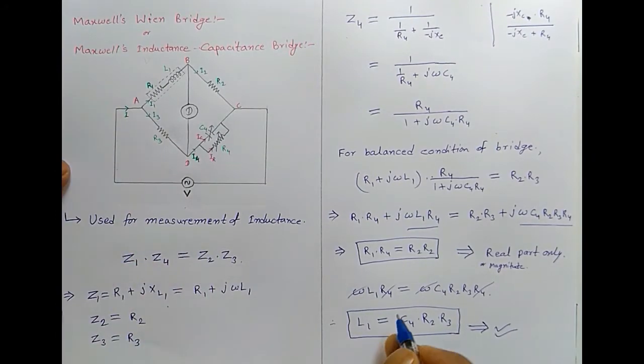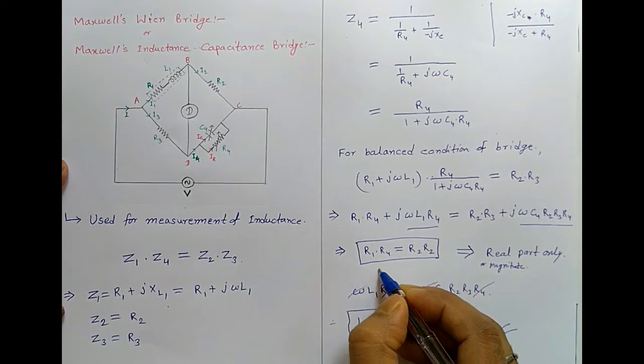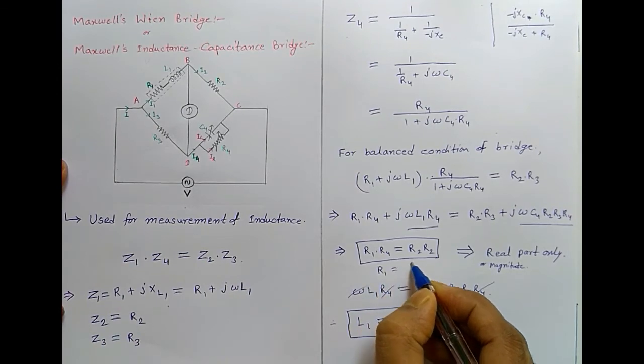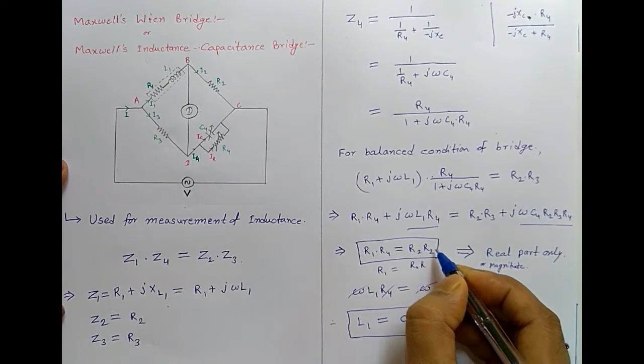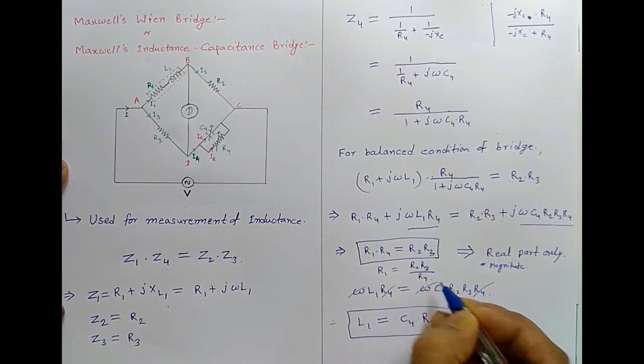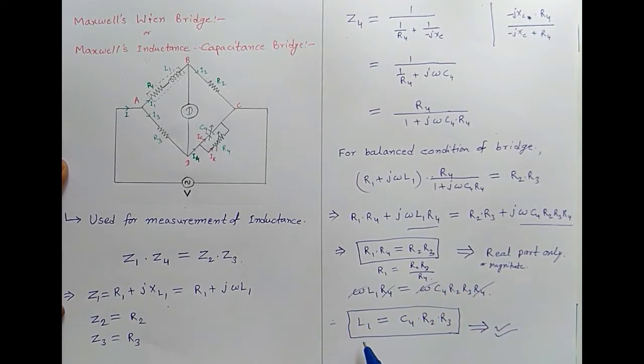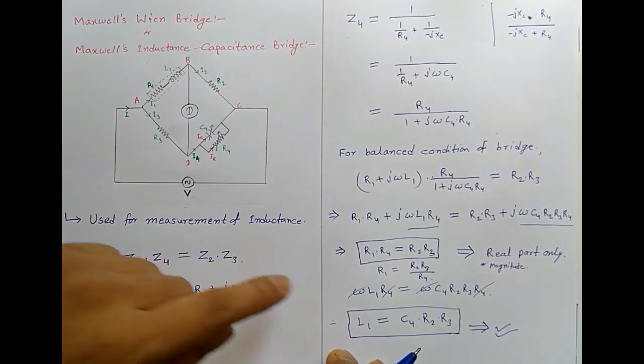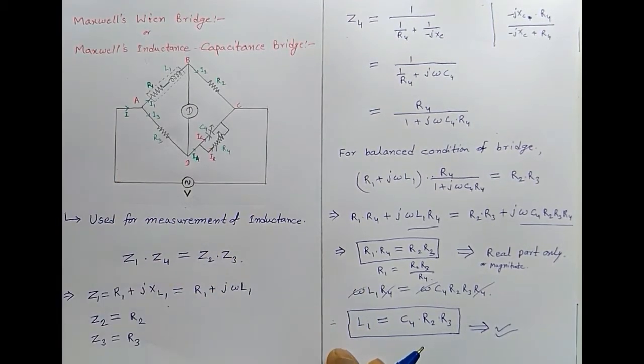So with the help of these two equations, this one and this one, we can calculate L1 as well as R1. That means R1 equals what? R2 into, sorry, this will be R3 divided by R4. So with the help of these two equations, we can calculate R1 as well as L1 if the bridge is in balanced condition.